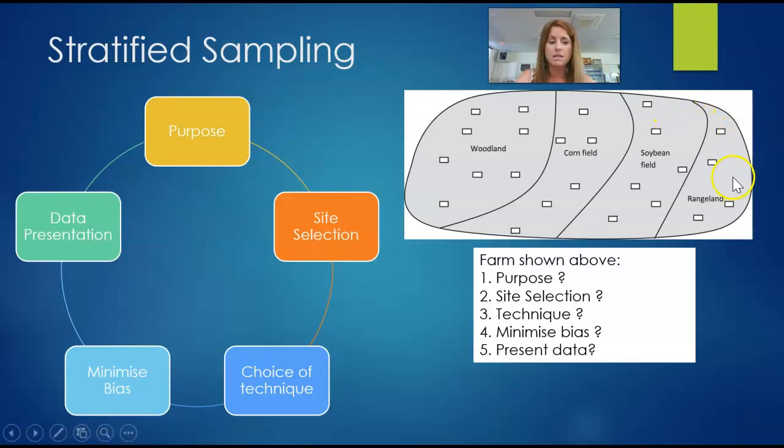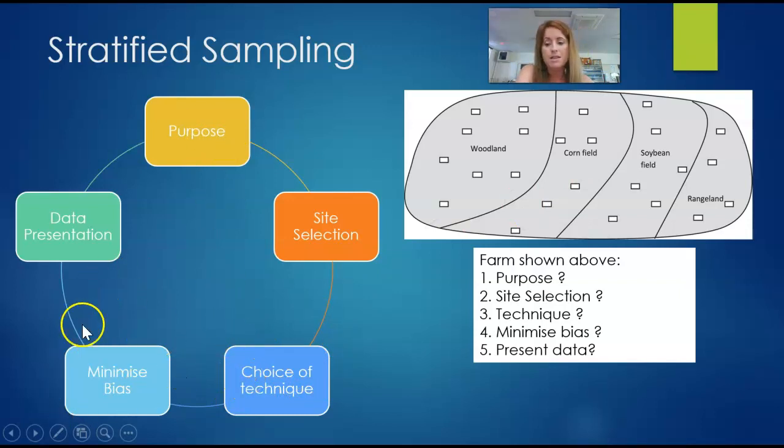If I was trying to see if there's a river on this side and my purpose is to see how something is changing, how the distribution of something is changing away from that river, then we might use a transect, or even a belt transect if I wanted to know the abundance of that as well. And so this choice of technique always goes back to purpose.